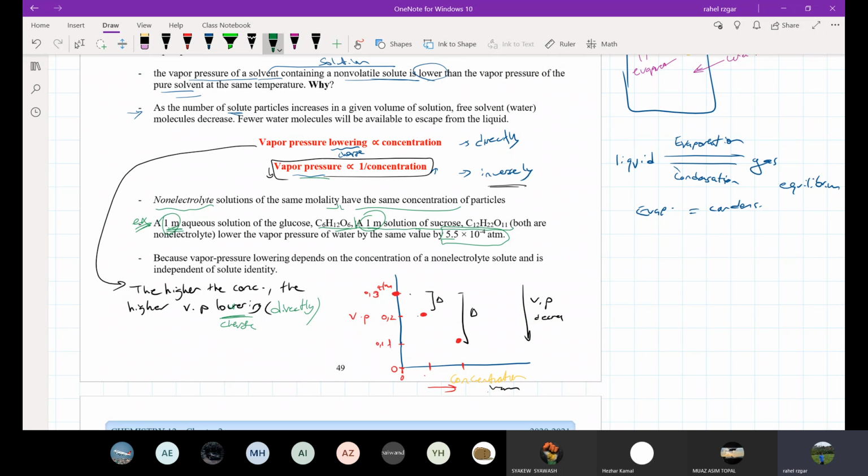Why do they lower vapor pressure equally? Because vapor pressure lowering, which is that property, depends on what? Depends on the concentration of a non-electrolyte solute and it's independent of the solute identity. It depends on the concentration. Since both of the concentrations are equal, then they would have the same effect on the vapor pressure lowering. Identity is not important.